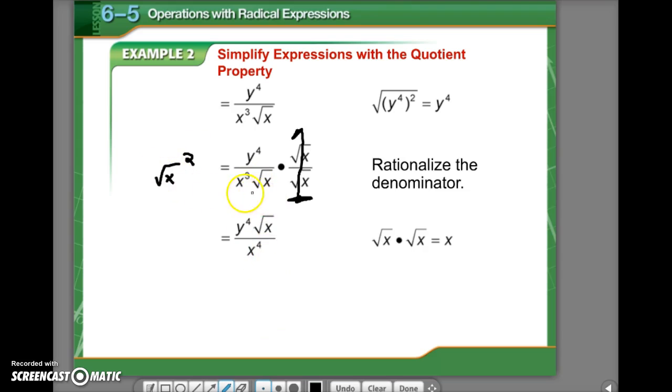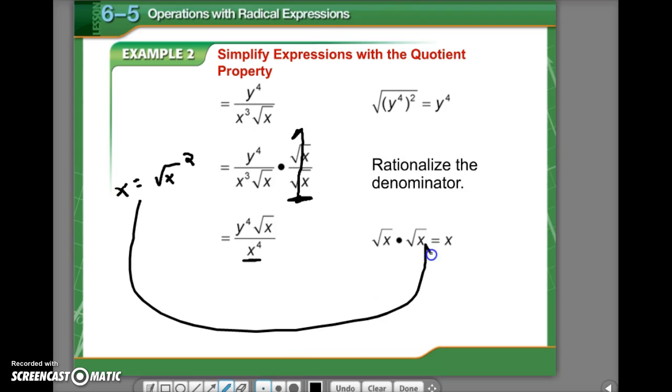That's why there's just an x left over, and x to the 3rd is going to be multiplied by this x. X to the 3rd times x, that's how we get this x to the 4th down here. And then the numerator is y to the 4th times root x, and that's where this comes from. Check it out. This is exactly what they said over here. This right here is your final answer.